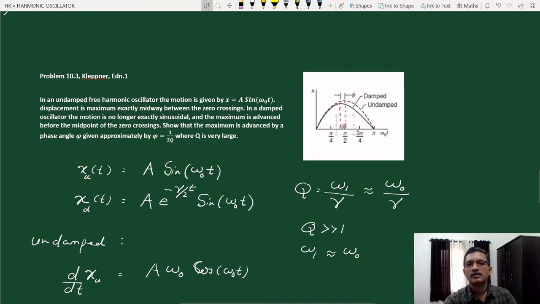From the figure also it's clear. It's very close to pi by 2 but slightly less than pi by 2. This is the way the undamped oscillator peaks, not exactly in between the two zero crossings but slightly earlier. And in the case of low damping, that difference in the phase angle is approximately 1 by 2Q.